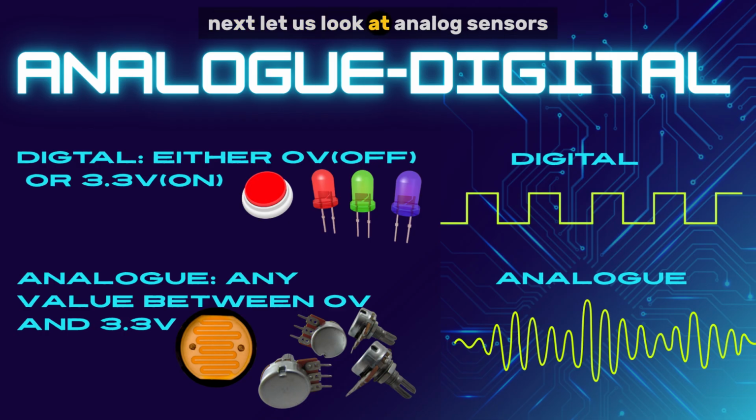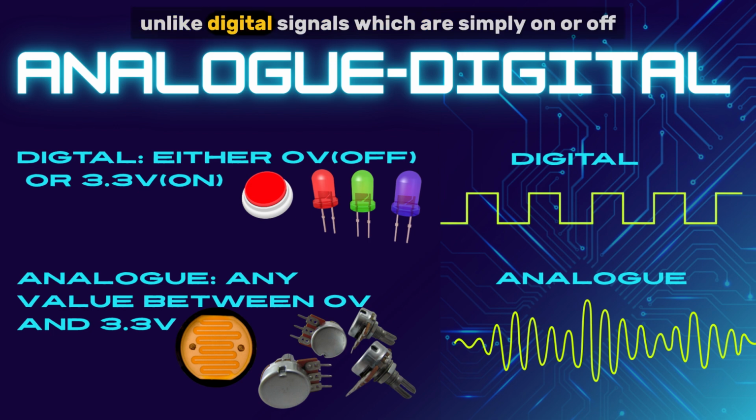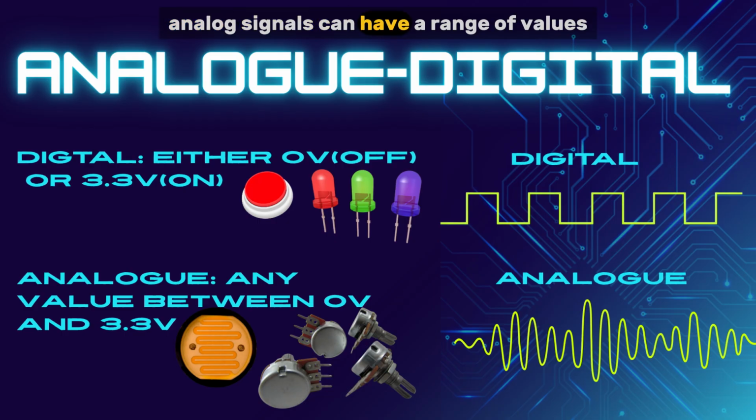Next, let us look at analog sensors. What makes analog different? Unlike digital signals, which are simply on or off, analog signals can have a range of values, like a dimmer switch or a speedometer. Analog means smooth, continuous change.